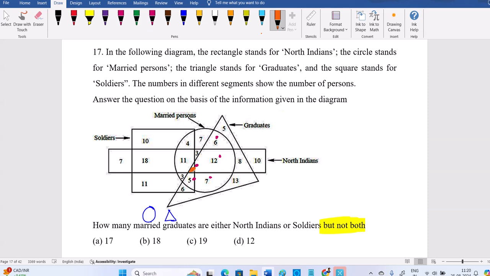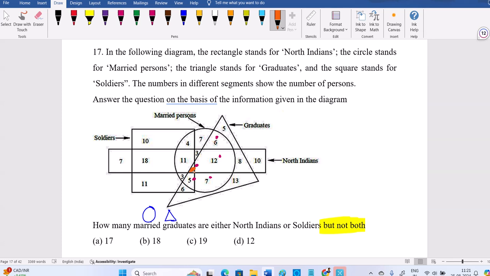Why, sir? That is in rectangle, North Indian as well as soldier both. So that's the only problem, right? So for the rest, we'll see if anything is not in that category. North Indian, okay, you can find that this 4 is North Indian as well as soldier both. So you remove those cases. Okay, let's see about the others. So yeah, this 6 is fine.